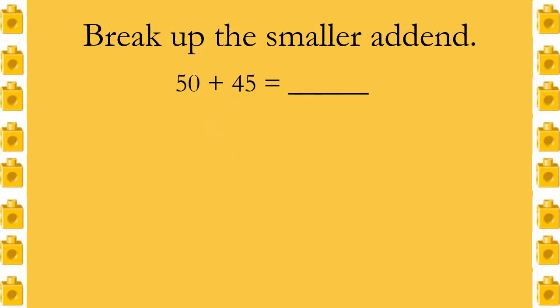What if we have this problem here? 50 plus 45. 45 is the smaller addend. And how many tens does it have? 4. And what's left over? A 5. And there you go.